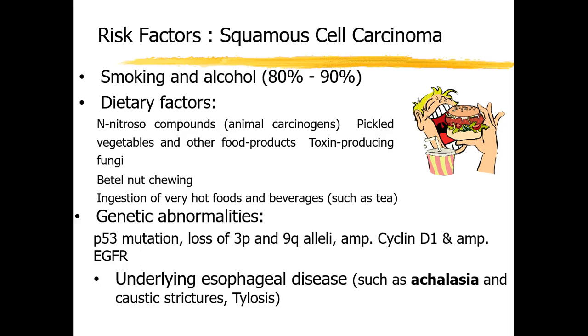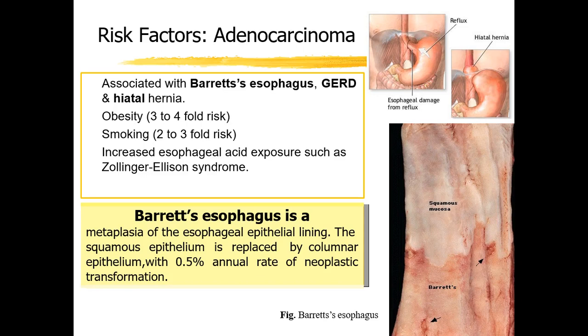ingestion of very hot food and beverages like tea may be risk factors for development of squamous cell carcinoma, but I don't agree 100% with the hot beverages. Genetic abnormalities: P53 mutation, loss of 3p and 9q alleles, and so on. But you have to just remember that there are certain genetic abnormalities which may cause more chances of cancer of the esophagus. Underlying esophageal diseases, we have already read, are achalasia, caustic strictures, and tylosis.